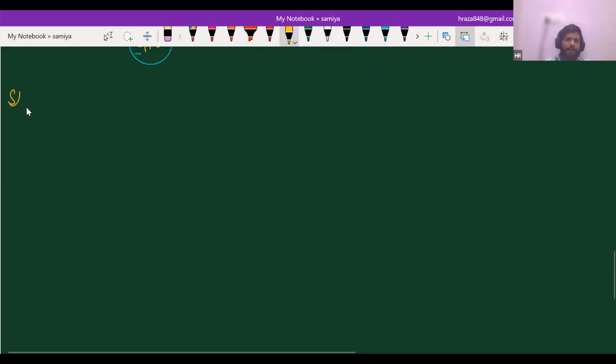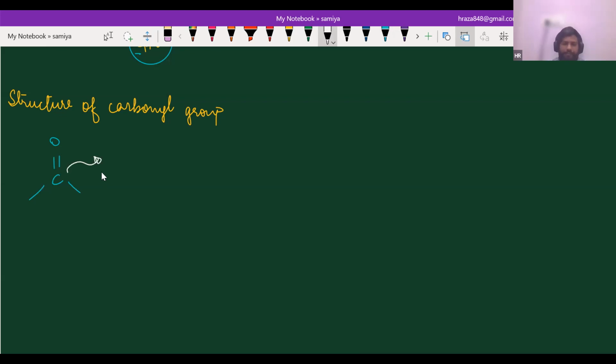Now let's start the structure of the carbonyl group. As you can see, carbonyl means C double bond O. Can you tell me the hybridization of this? The carbon is sp2. sp2 has a trigonal planar geometry. That means this compound will be planar.